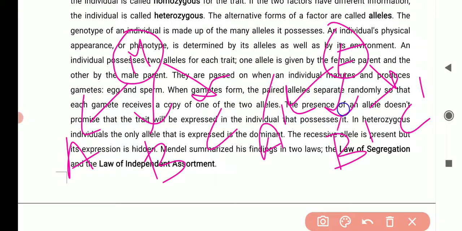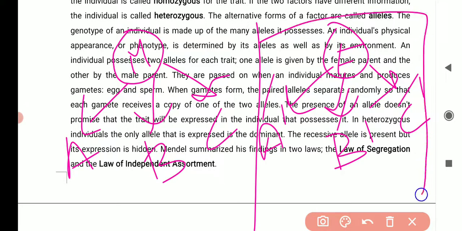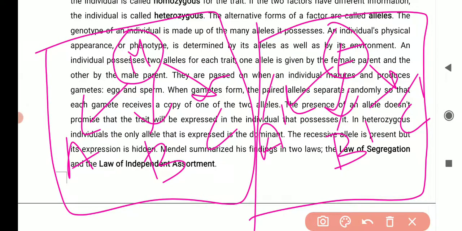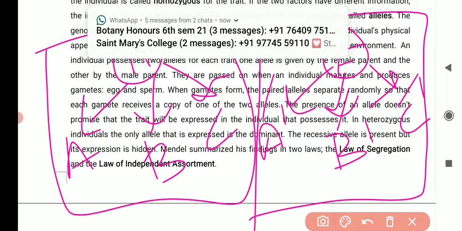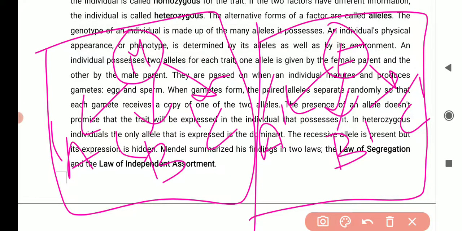A is separate from B, B is separate from C. That is what the law of segregation means: inside the egg cell or the sperm cell, they separate randomly. A will be alone, B will be alone, C will be alone. Let's say A is for hair color, B is for eye color, C is for height, just for example. Then hair, eye color and height will go separate ways, which is the law of separation.